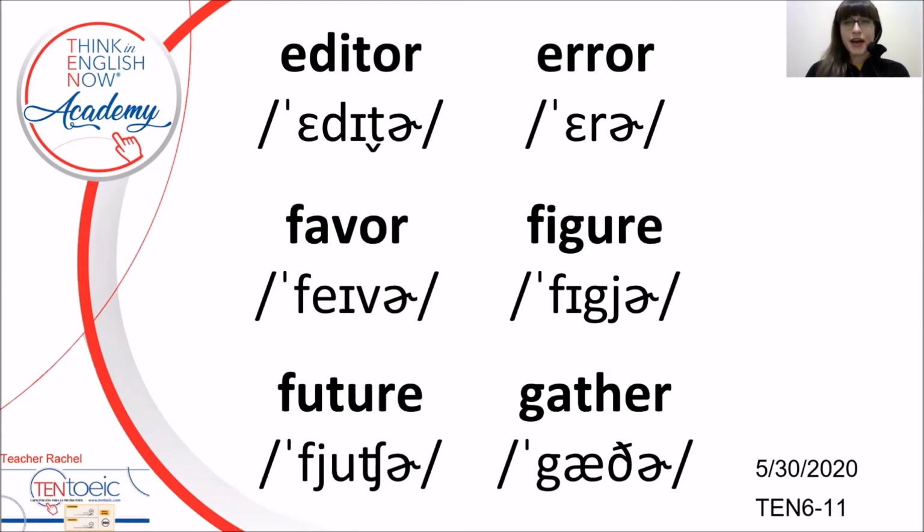Error. Error is a mistake, something that's not correct. So maybe a student at school, they write a paper and it has many errors. They did not do good, many mistakes. It's not correct.